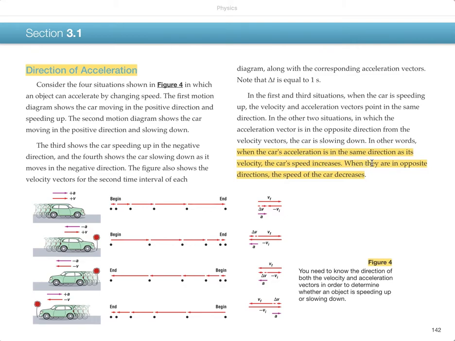Now, when velocity and acceleration are in opposite directions, you slow down. So in this case, you're slowing down, velocity is to the right, and acceleration is in the opposite direction. In this case, we're going to the left and slowing down, and the acceleration vector is to the right. So put that in your notes and in your mind. When velocity and acceleration point in the same direction, you speed up in whatever direction they point. When they point in opposite directions, you slow down. You're moving in the direction of velocity, but you're slowing down.